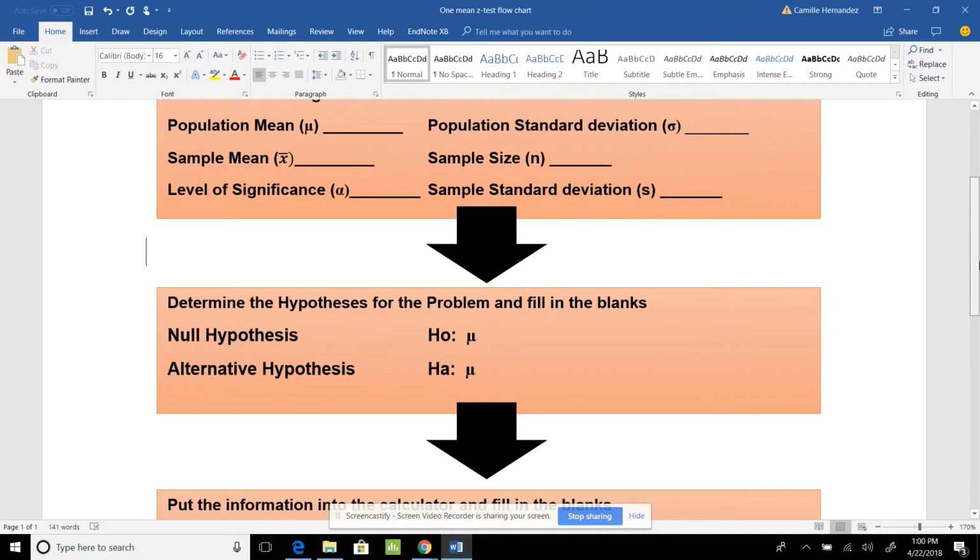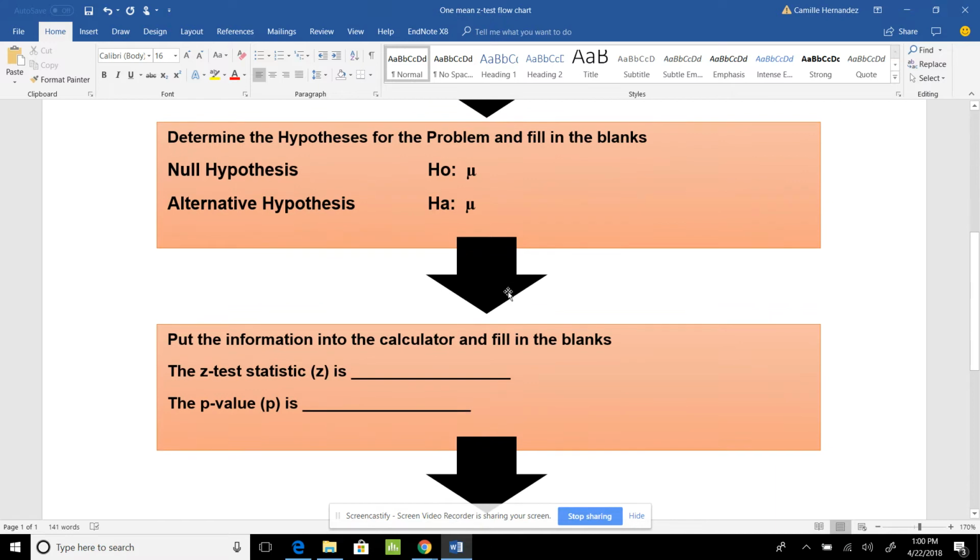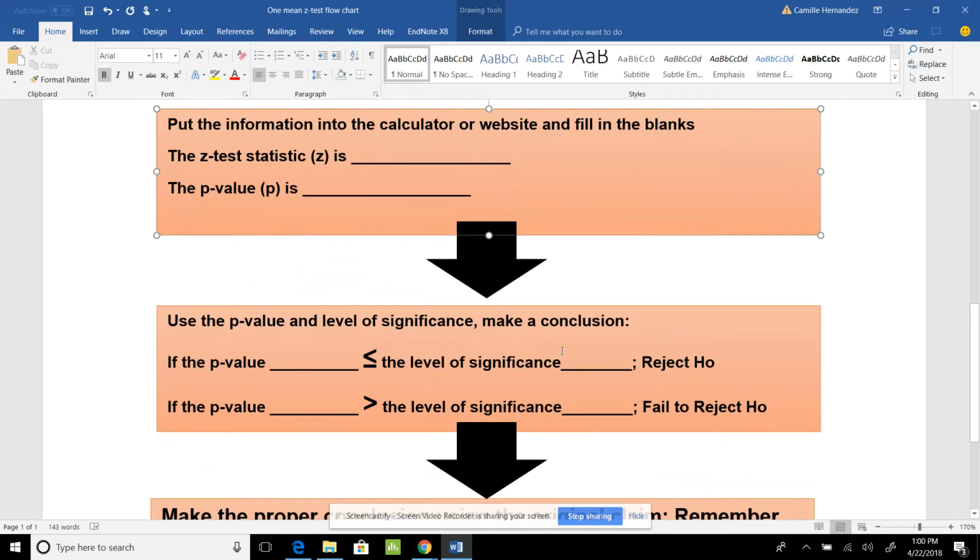All right, then you're going to determine your hypotheses. Remember, you can always start with your alternative if that's easier, and then finish with your null. Put your information in the calculator or the website. Let me put both because you can use either or. You're going to get your z-test statistic and your p-value. And then from there, you're going to make your conclusion.